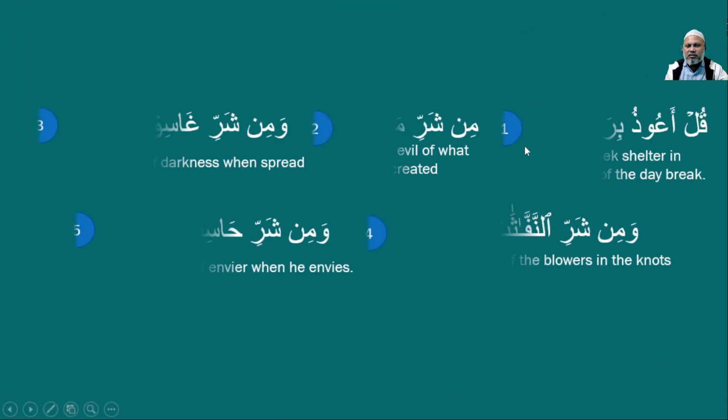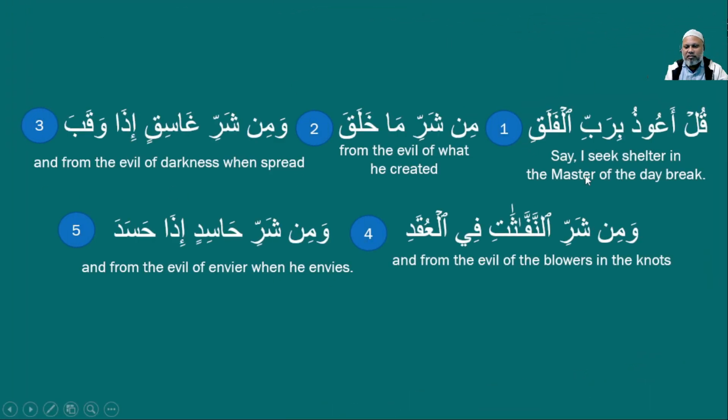This is all about Surat al-Falaq, all the 5 verses. Qul a'udhu bi rabbil-falaq. Say, I seek shelter in the Lord of the daybreak. Min sharri ma khalaq, from the evil of what He created. Wa min sharri ghasiqin iza waqab, and from the evil of darkness when it spreads. Wa min sharrin-naffathati fil-uqad, and from the evil of the blowers in the knots. Wa min sharri hasidin iza hasad, and from the evil of an envier when he envies.